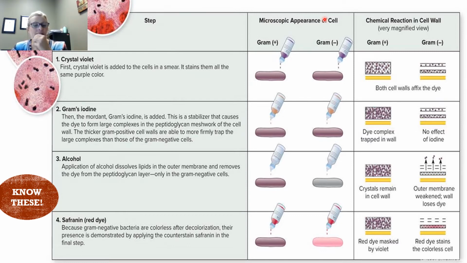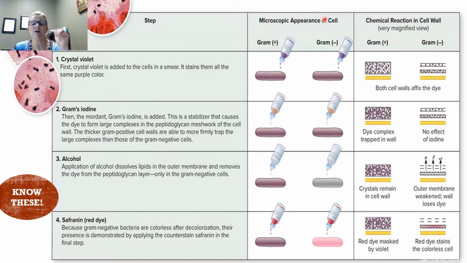We're going to add or drop safranin, which is a red dye, onto the smear, let it stand for 60 seconds, and then rinse it with water. Okay, the only thing you don't let stand, I'm sorry, is the alcohol. You put it on and then rinse it off immediately. And so you're going to look under the microscope then.